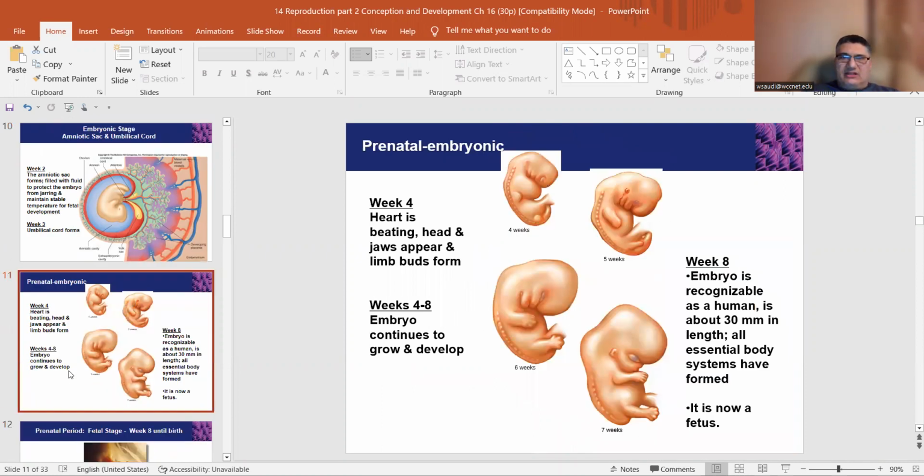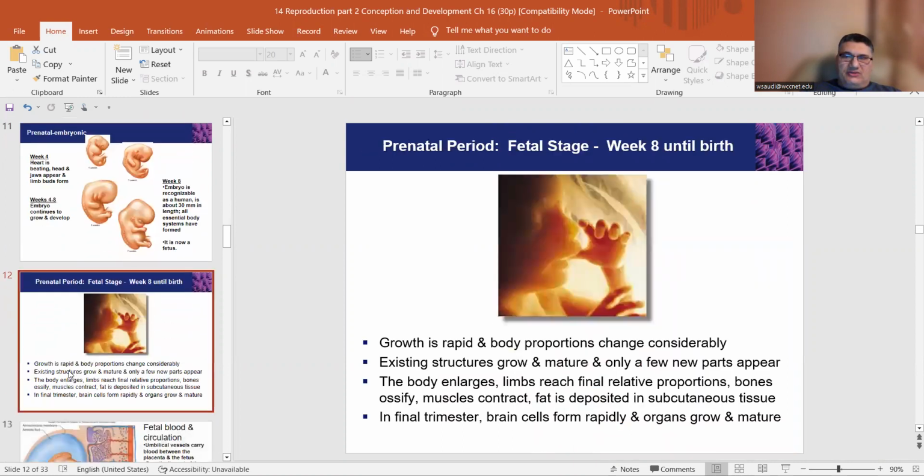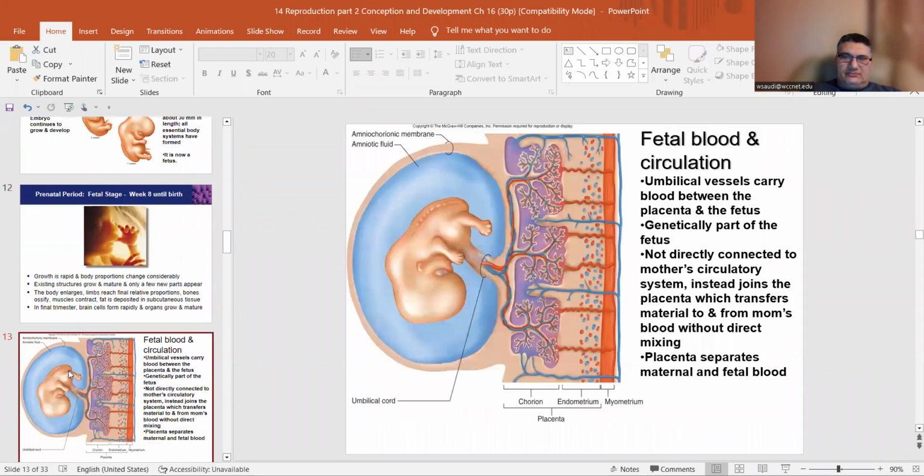Then the embryo will continue to grow until week 8. After week 8, he's not an embryo anymore. We call it a fetus. So what's the difference between embryo and fetus? Embryo is until week 8, until he's 2 months old. After that, we call it a fetus.